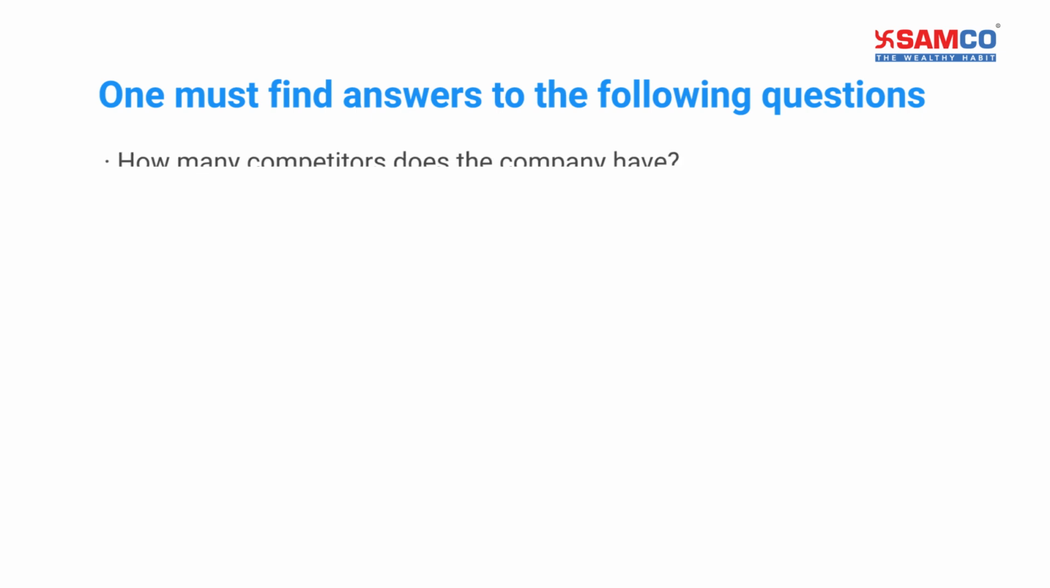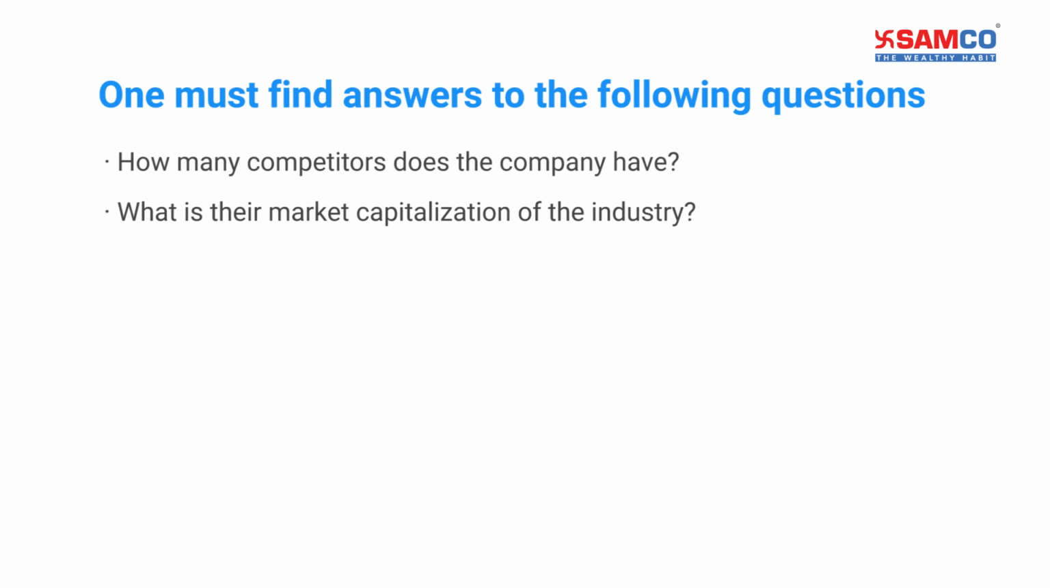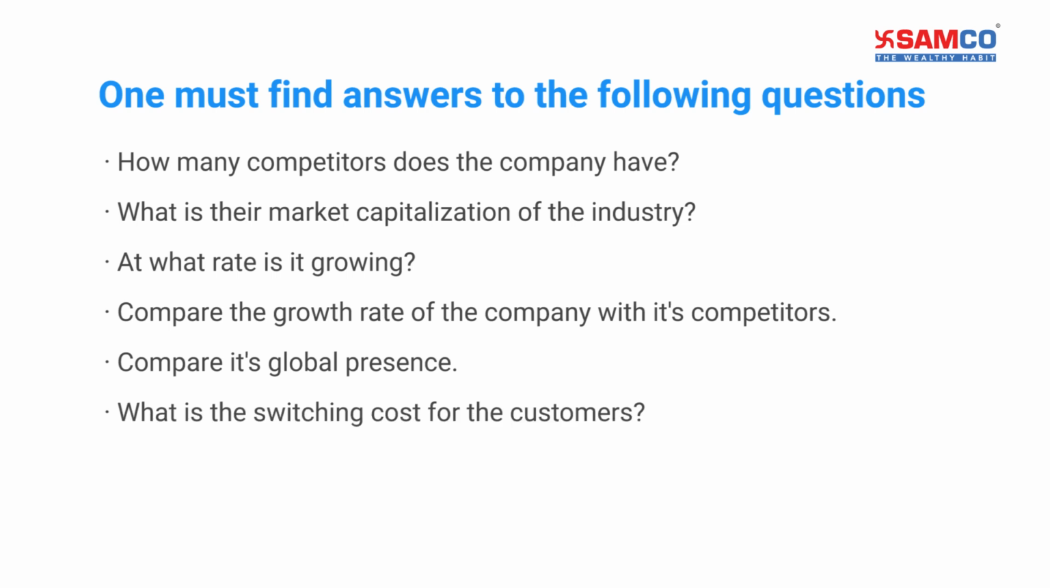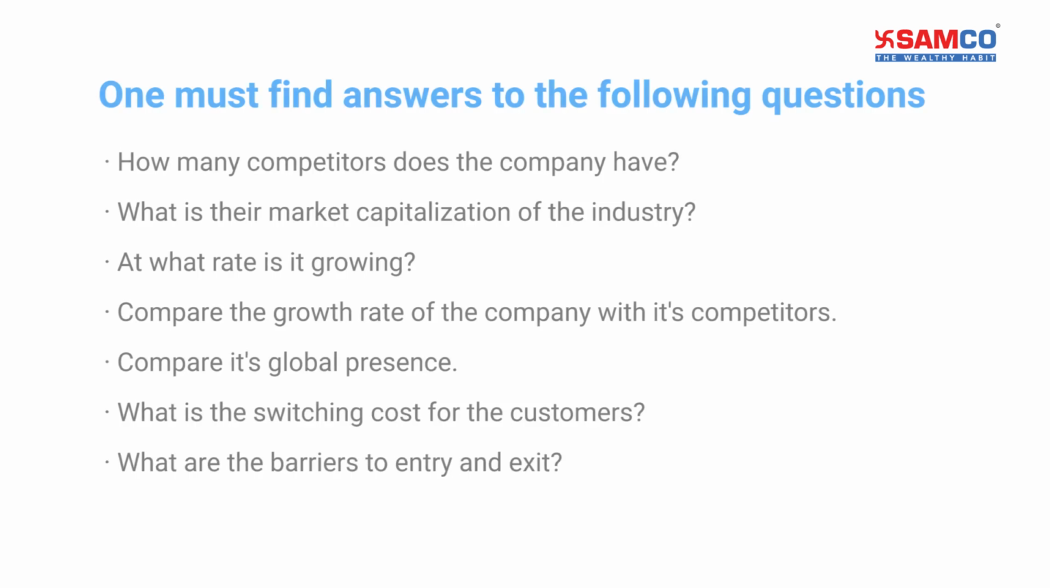To make your research more thorough, ask these following questions. How many competitors does the company have? What is the market capitalization of the industry? At what rate is it growing? Compare the growth rate of the company with its various competitors. Compare its global presence. What is the switching cost for customers and what are the barriers to exit? This will give us an overview of the entire industry. Most of this information you will be able to find out from the company's annual report. Using this data, you will be able to map out the structure and the attractiveness of the companies and the industry as a whole.